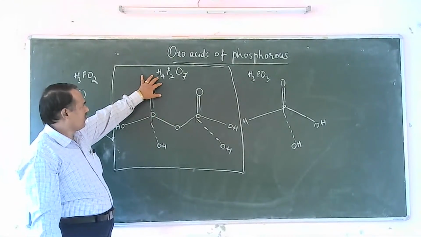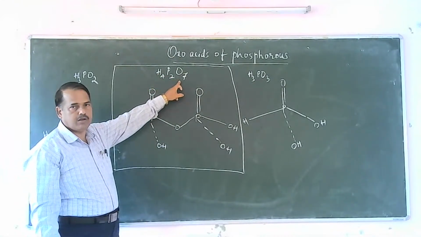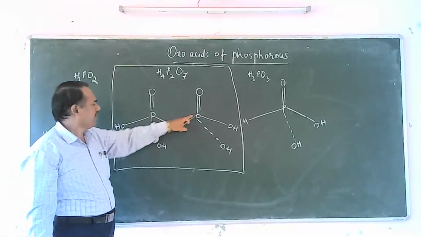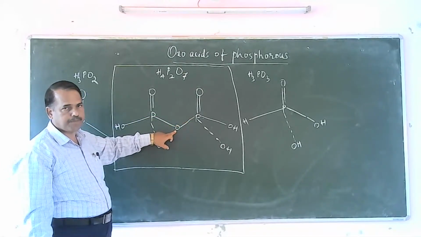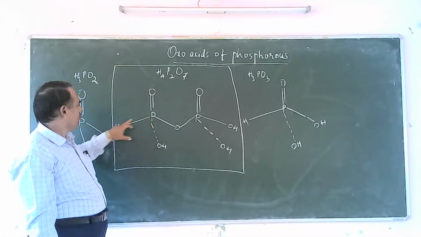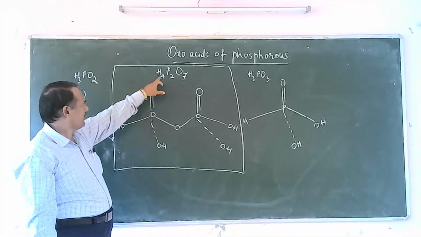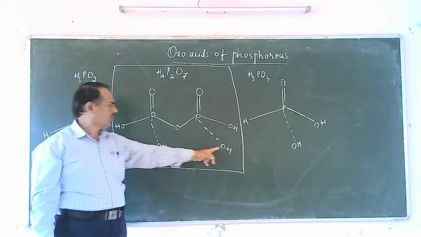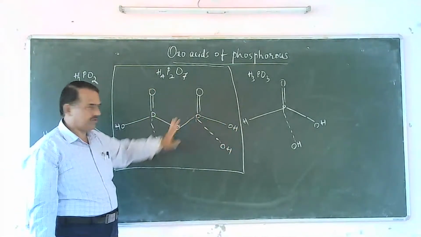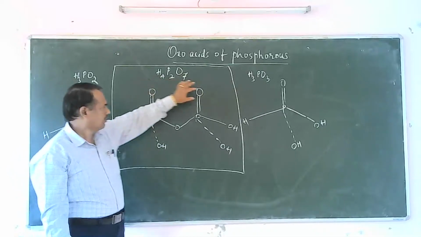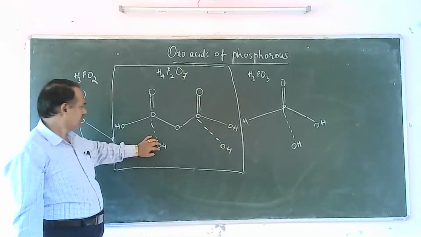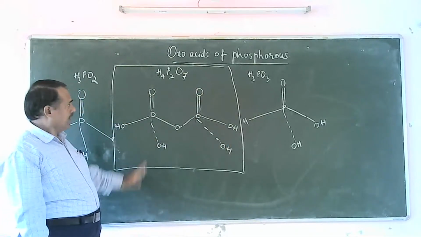See the structure. In pyro, what is the formula? H4P2O7. See here, the phosphorus atoms are bridged with an oxygen atom, and all the other two P-OH bonds are there. So therefore H4: 1, 2, 3, 4. Phosphorus 2 atoms, oxygen 1, 2, 3, 4, 5, 6, 7.